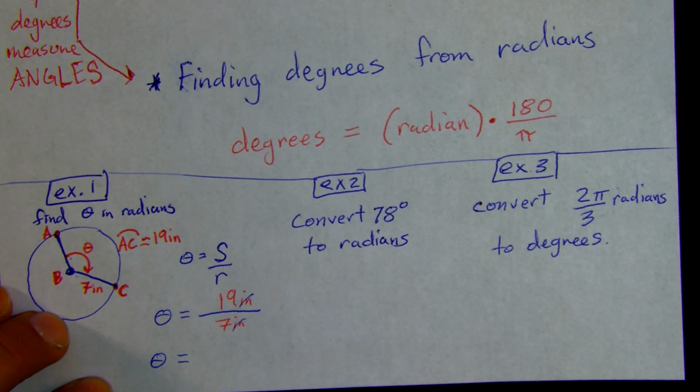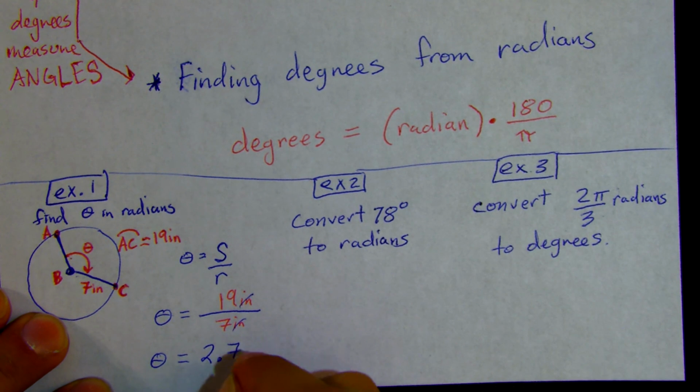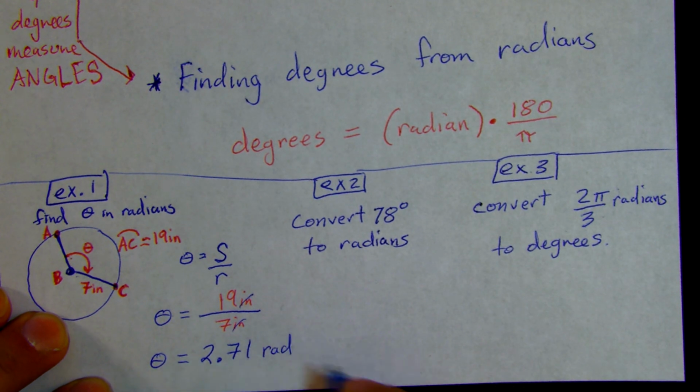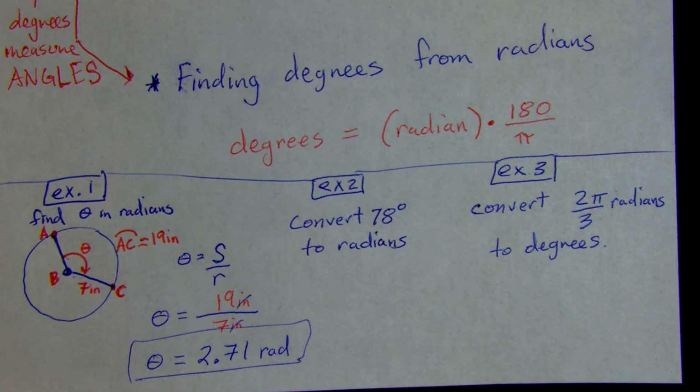19 inches divided by 7 inches. The units are going to cancel out. That's nice. And we end up with 2.71 radians. That's our answer. Okay, so we're just doing the basics with this. So far, so good. Yep. Okay.